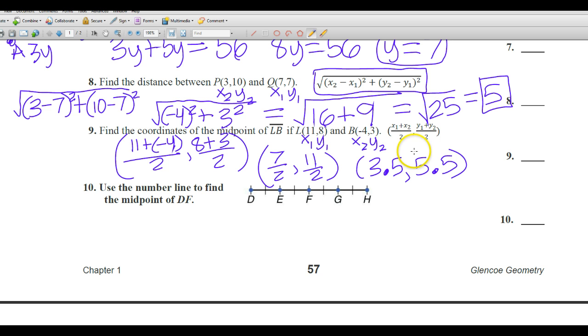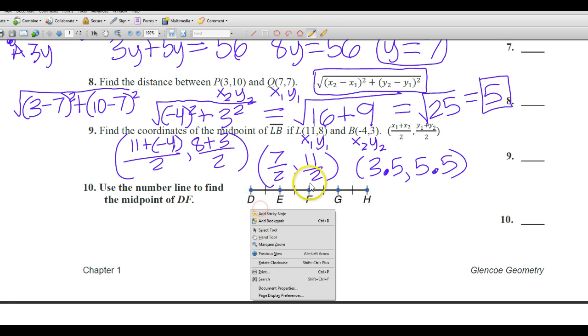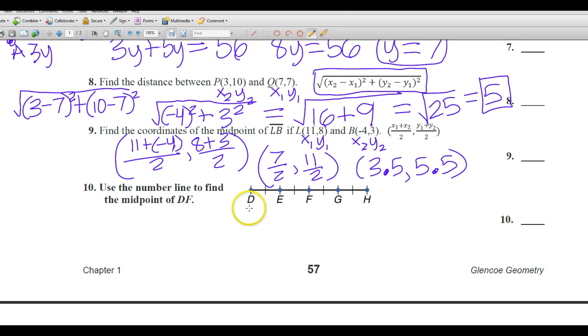On number 10, use the number line to find the midpoint of DF. So basically just the middle. So 1, 2 points away, 1, 2 away there. So E is smack dab in the middle of D and F. So our midpoint is E.